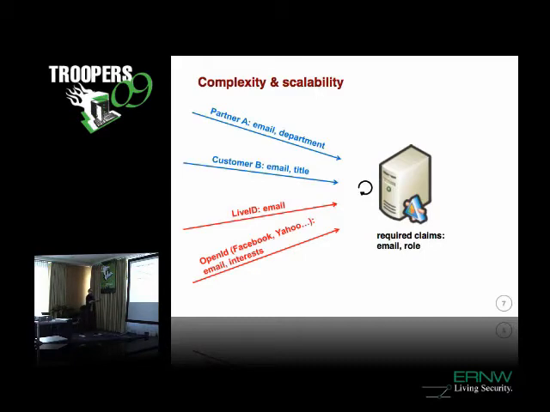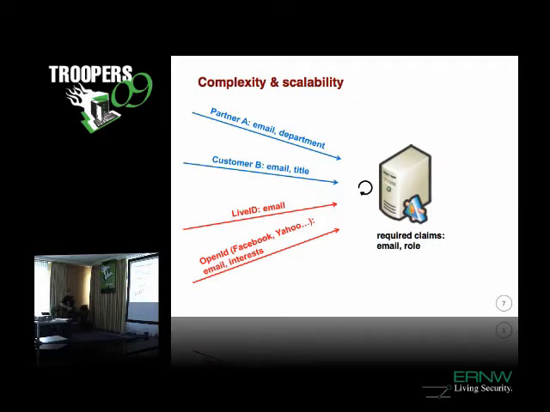Maybe you are an ISV type of company which wants to onboard external users extremely easily. So maybe you have to support Live ID, Facebook, Yahoo, OpenID, whatever. They have different claims again, yeah? Maybe Live ID only supports email. Facebook maybe has an interest claim, okay? The bottom line here is that the application has to do all this mapping code.